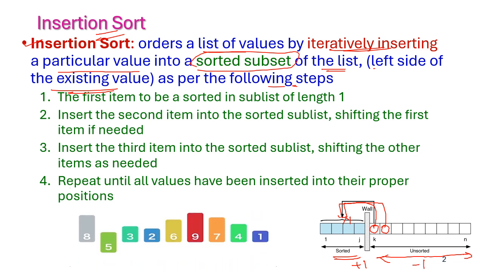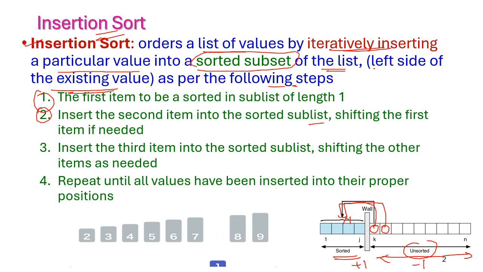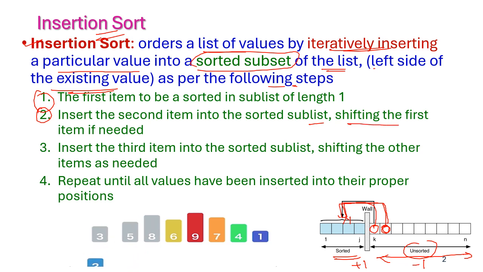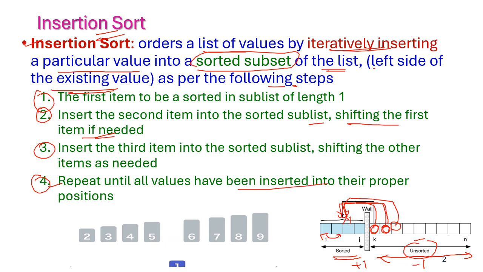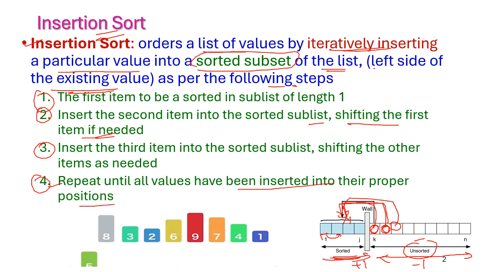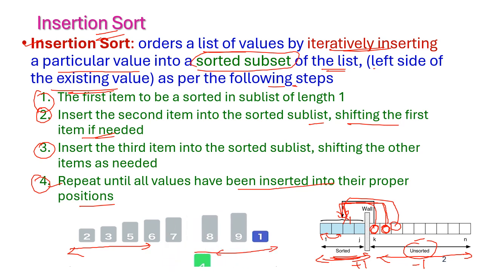See, the steps are: first, let us take the first item from the unsorted array and that will be stored in the sorted array. When we come to the second one, we take the second item from the unsorted array and place it in the sorted array, and shifting may be possible if required. That means if the second item is less than the first item, then we shift the data items. Otherwise, no need. Likewise, we take the third item from the unsorted array to the sorted one. The same steps will be repeated until all the values are inserted into the proper positions in the sorted data items. Here the grayscale represents the sorted array and the colors represent the unsorted array.